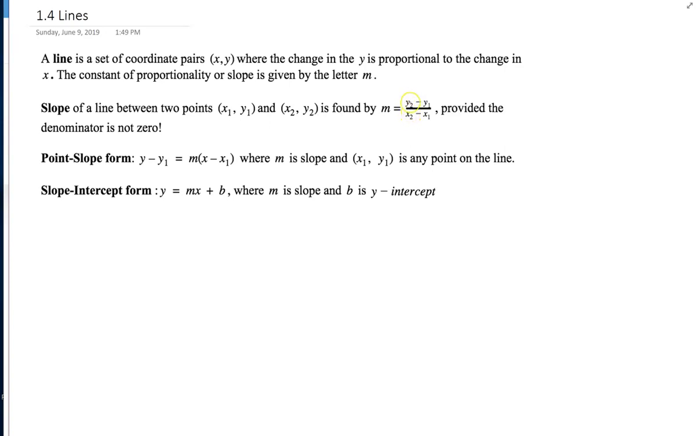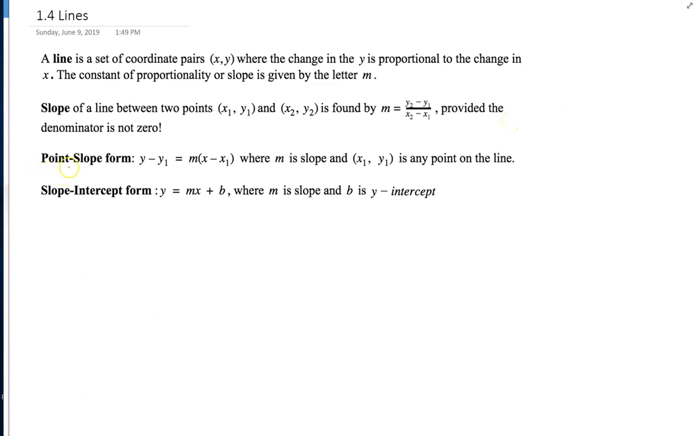So we have y sub 2 minus y sub 1. It's essential that at the bottom we do x sub 2 minus x sub 1. If the slope equation were written m equals y sub 1 minus y sub 2, the denominator would have to be x sub 1 minus x sub 2.